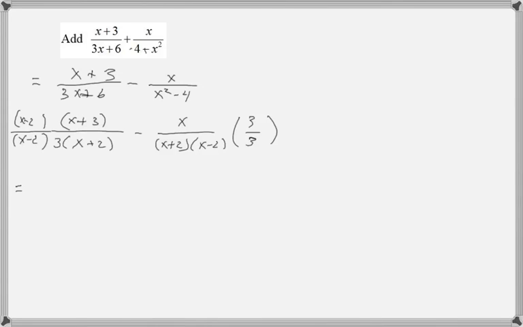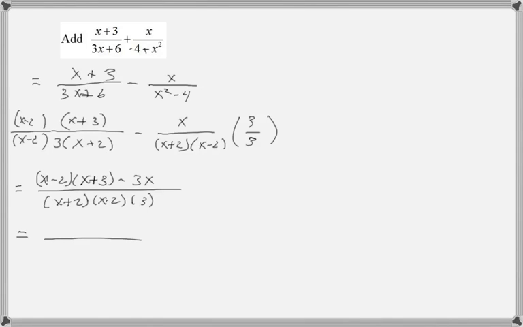At this point, I'm going to have a common denominator of x plus 2 times x minus 2 times 3. And when I subtract the numerators, I'll have x minus 2, x plus 3 minus 3x. My next step here is going to be to try and simplify the fraction. To do that, I need to factor the numerator, which I can't do until I have a standard polynomial. So I need to distribute x minus 2 into x plus 3.